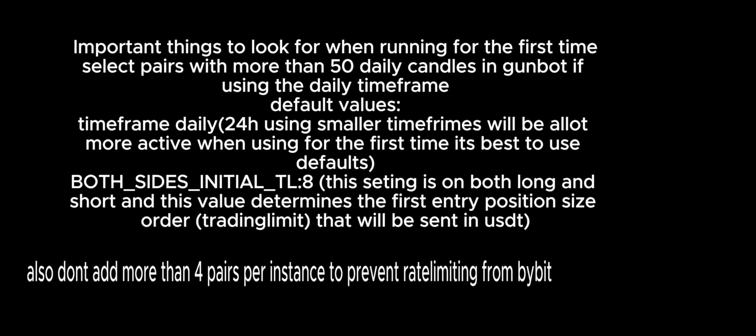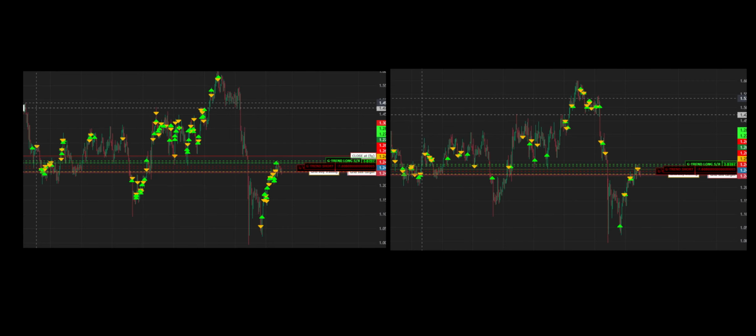Now, after you have set up your bot and it's up and running correctly, you can increase the amount of pairs or the trading volume, which is your trading limit, or you can increase the amount of times you want the pairs to be able to hedge. Always very important, make sure that you don't add more than 4 pairs per instance, or else you will get rate limited by the exchange, which will cause problems with your trading bot.